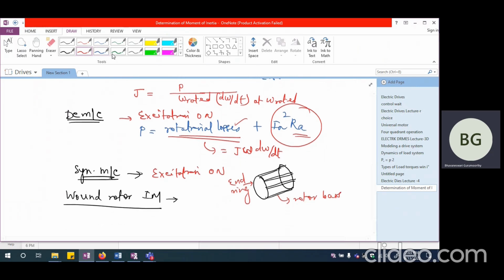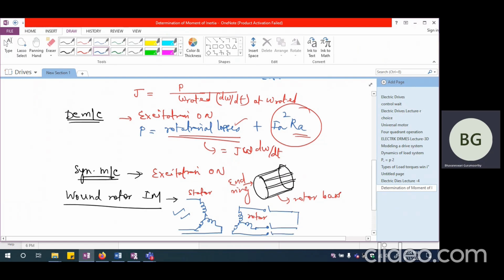Whereas in a wound rotor induction motor, both stator and rotor are going to have windings. If I say this is the stator winding, the rotor winding is also a three-phase winding, and those terminals are going to be brought out and they may be externally short-circuited. So in a wound rotor induction machine, again, we can have the excitation on the stator side. Stator side excitation can be on, whereas the rotor side can be opened out. So if the rotor side is opened out, automatically it is going to stop.